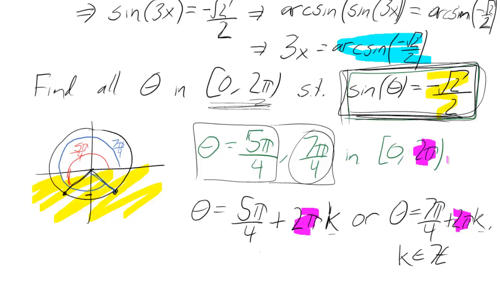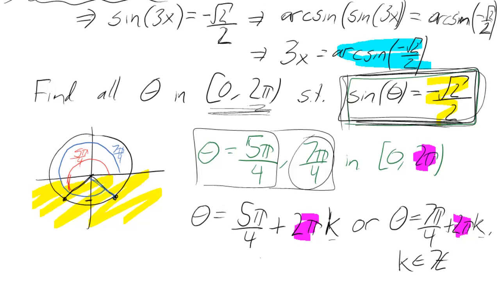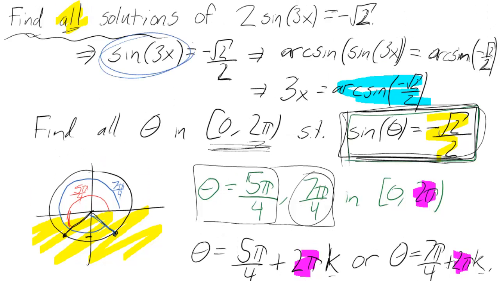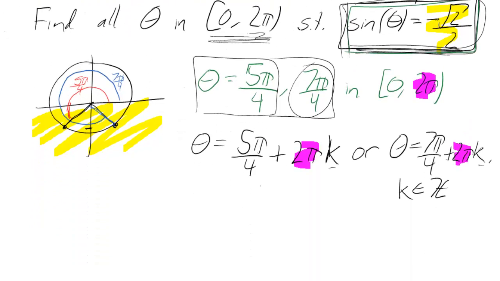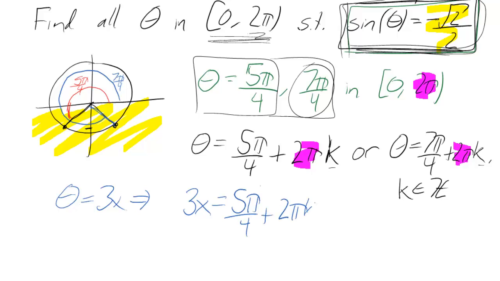Finally, we need to relate this to the original equation we were solving. So far we have found all solutions to sine of theta equal to negative square root of 2 over 2, but that's not what we wanted. We wanted sine of 3x. So notice all we have to do is take theta equal to 3x, plug it in, and we'll have our solutions. So this is exactly what we do. Here we take this theta and plug in our 3x. That's equal to 5 pi over 4 plus 2 pi k, or 3x equal to 7 pi over 4 plus 2 pi k, and we now just solve for x.